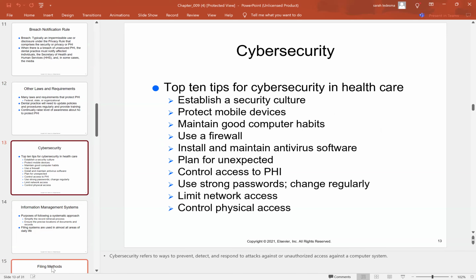Cybersecurity. Top 10 tips for cybersecurity in healthcare. Establish a security culture. Protect mobile devices. Maintain good computer habits, use a firewall, install and maintain antivirus software, plan for the unexpected, control access to PHI, use strong passwords and change regularly, limit network access, and control physical access.